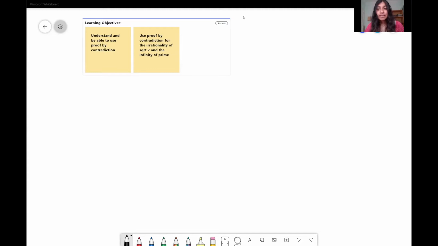So today we're going to be covering proof, but the A-level side of it. So if you haven't already, make sure you fully understood the A-level proof that we covered earlier. But today the learning objective is to be able to understand and use proof by contradiction, with specific applications to the irrationality of the square root of 2 and the infinity of primes.